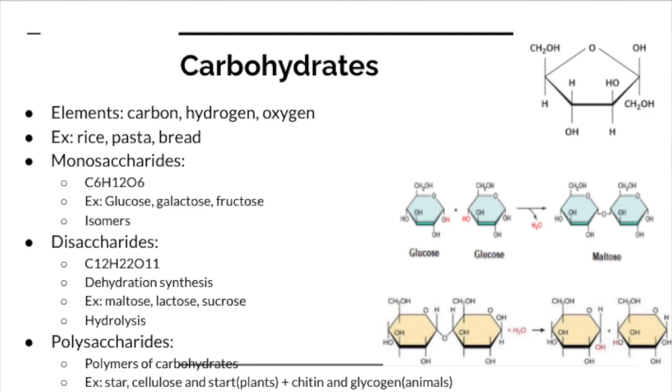Monosaccharides have a chemical formula of C6H12O6. Examples are glucose, galactose, and fructose, which are all isomers of each other. Isomers are compounds with the same molecular formula but with different structures. Therefore, they have different physical and chemical properties.